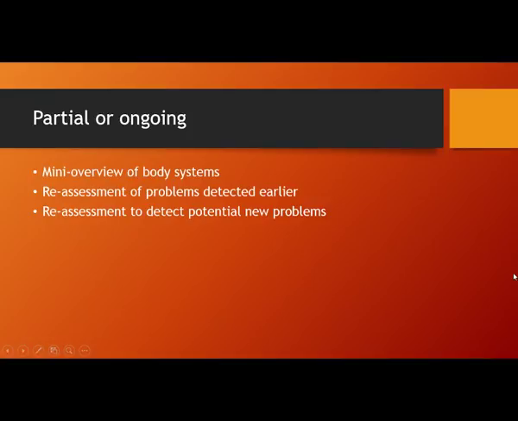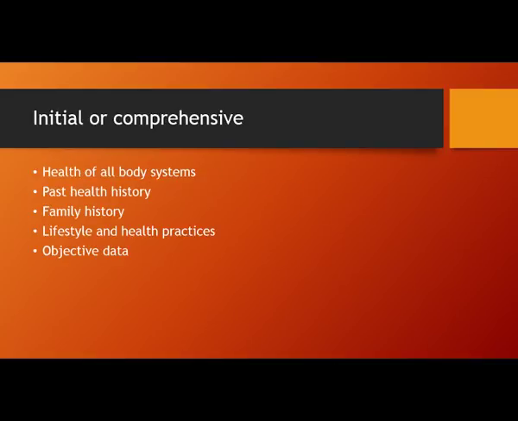The initial, I got ahead of myself there. Initial or comprehensive. This is an assessment of all body systems, and it involves first taking a past health history, then a family health history, lifestyle and health practices. That's all the questioning part. And then you do objective data. You do assessment findings like what we call head to toe. You're assessing all body systems.